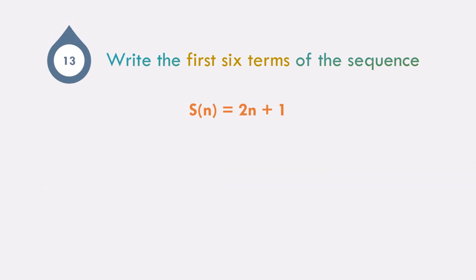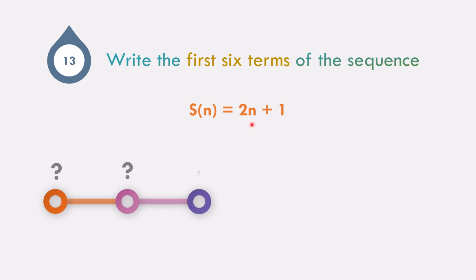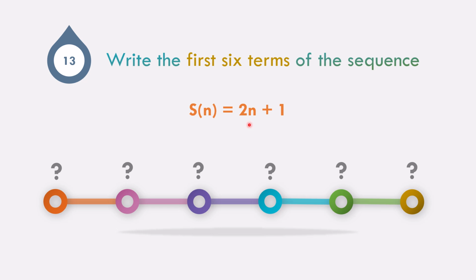In example number 13, let us find the first 6 terms of the sequence s of n is equal to 2n plus 1. We need to replace the value of n by 1, by 2, 3, 4, 5, and then 6. So first, replace it with 1. So 2 times 1 is 2 plus 1, that is equal to 3. Next is 2. 2 times 2 is 4 plus 1, that is equal to 5. Next to 2 is 3. 2 times 3 is 6 plus 1, that is equal to 7.